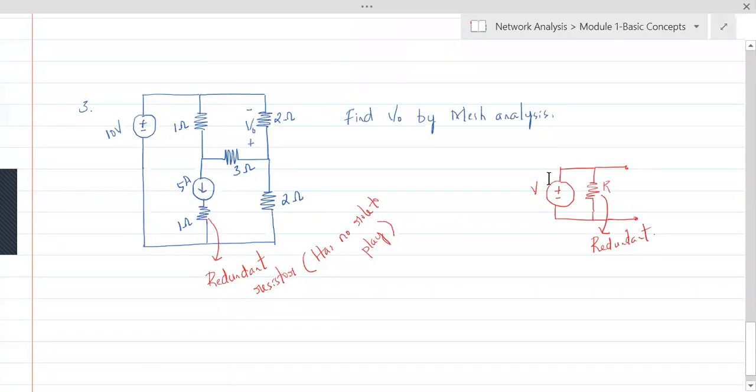Why is the resistor in parallel with the voltage source redundant? Because whatever voltage is here, the same voltage comes over here. So together it's voltage V. Understand that? So V in parallel with V would give you the same V. It will not give you 2V or half V.